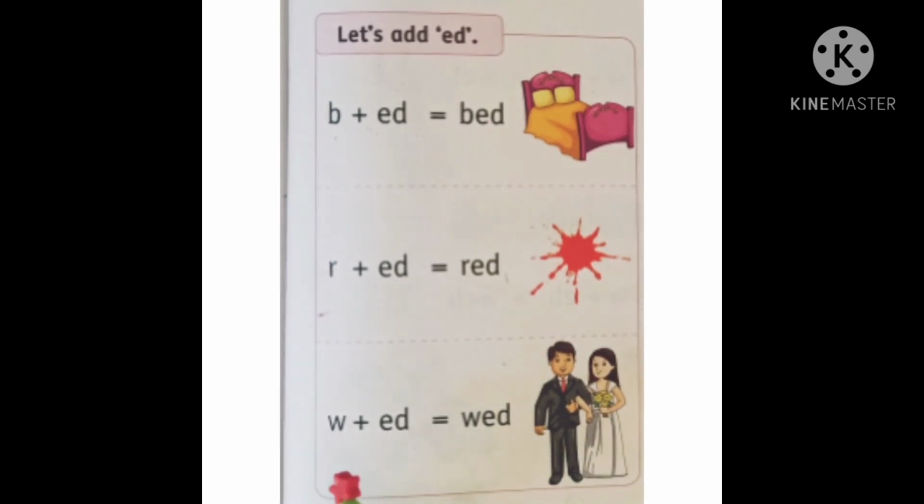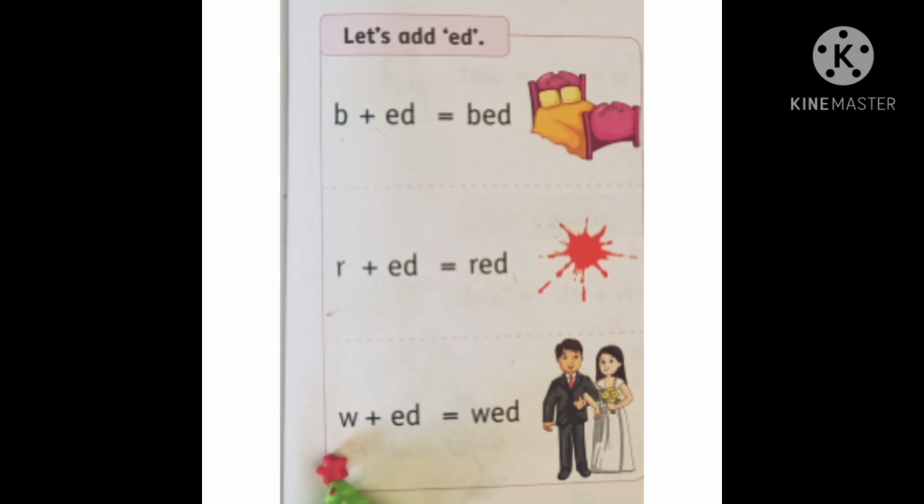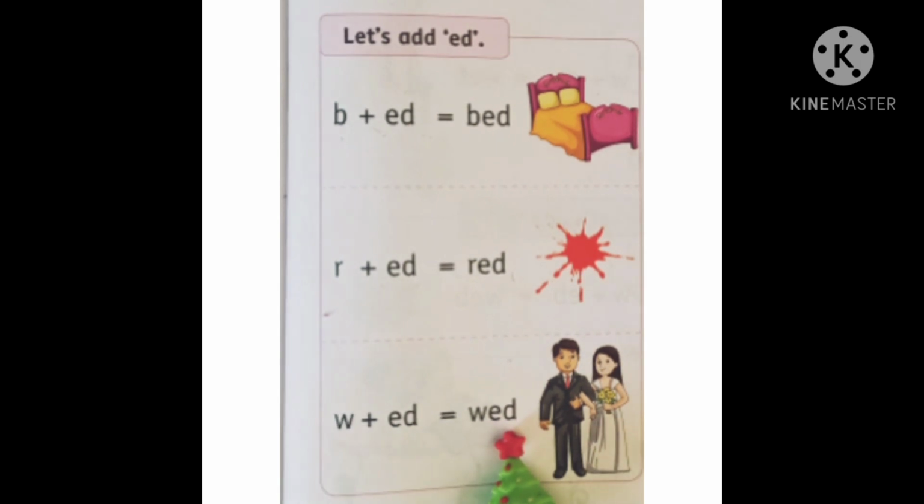Move to the next. This is letter W. W says w. Add ed. Now read the complete word w, eh, d, wed. Wed means get married to.